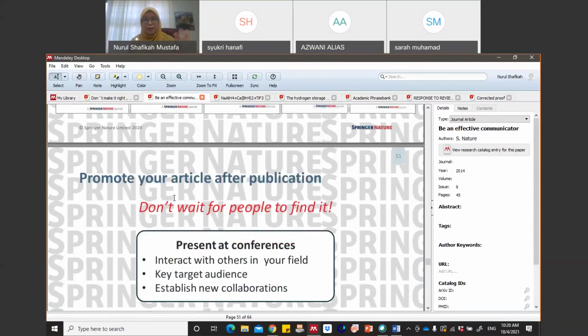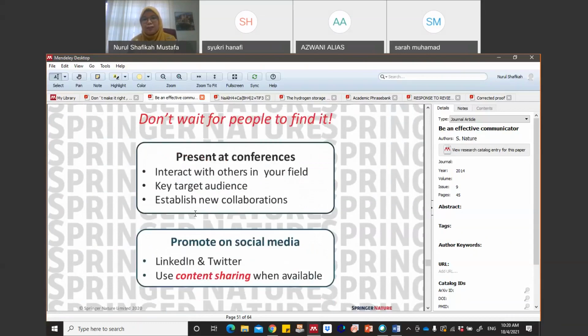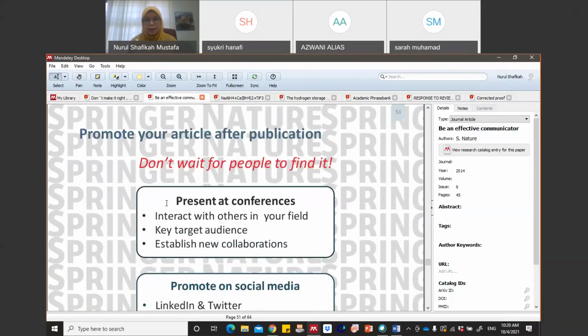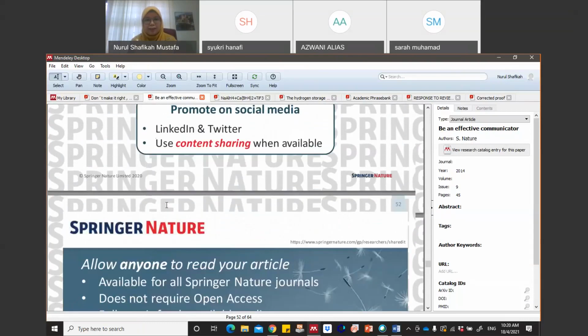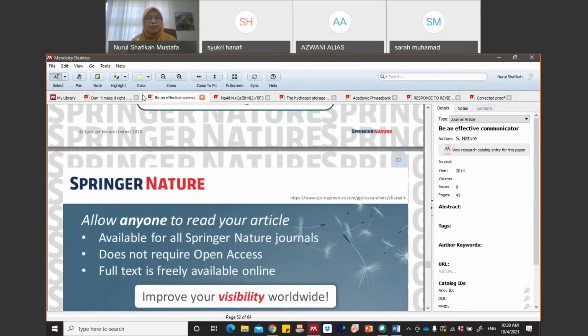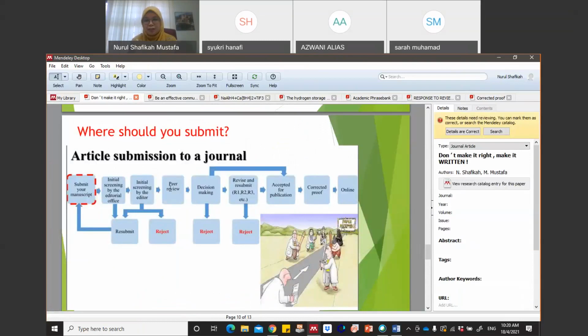After your article is published, you can promote your article. Don't wait for people to find it. You can present at conferences and promote on social media to increase the availability of your work. Okay, that's for journal submission. I don't focus more on this part because after this we have a second session for this part, on submission. So this is a very common submission process.